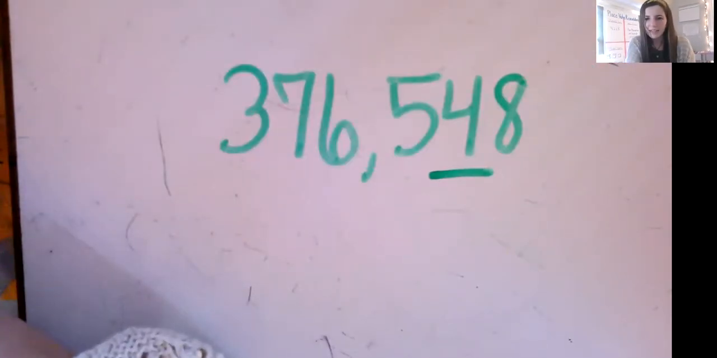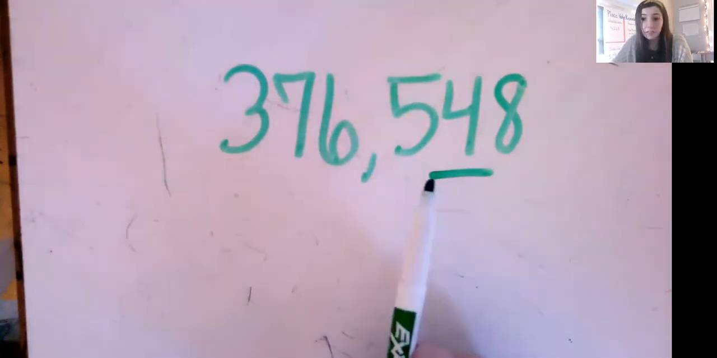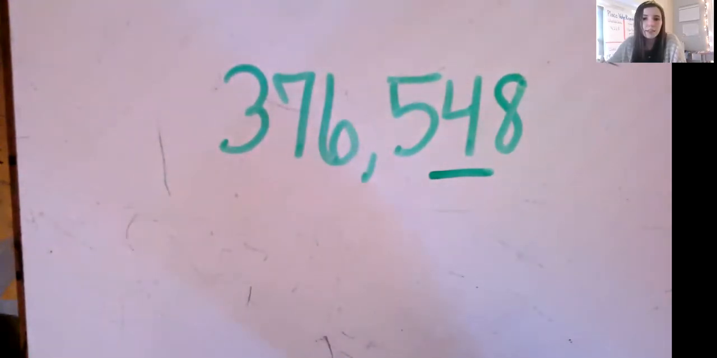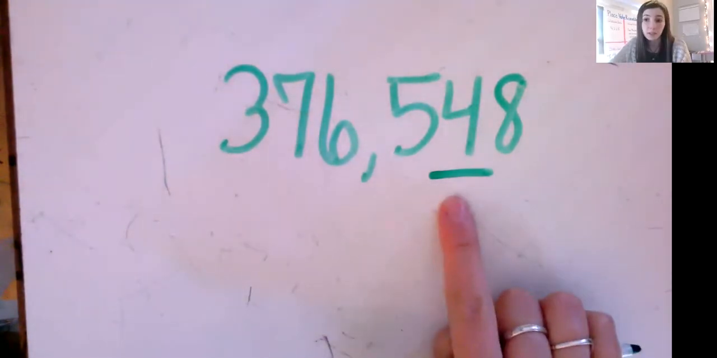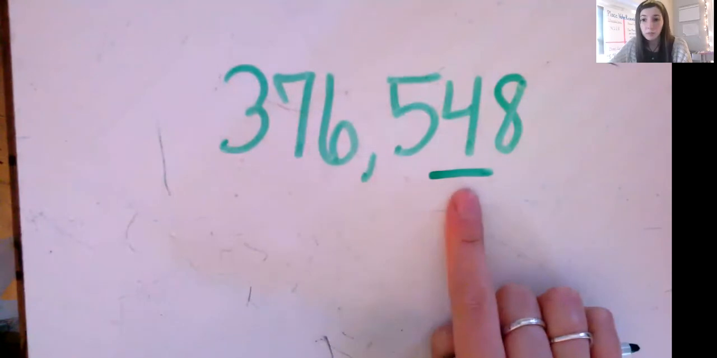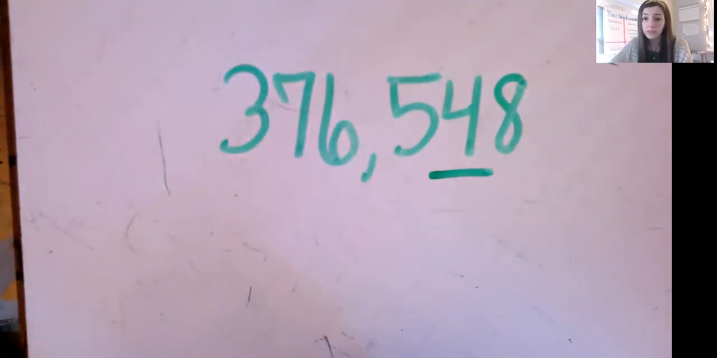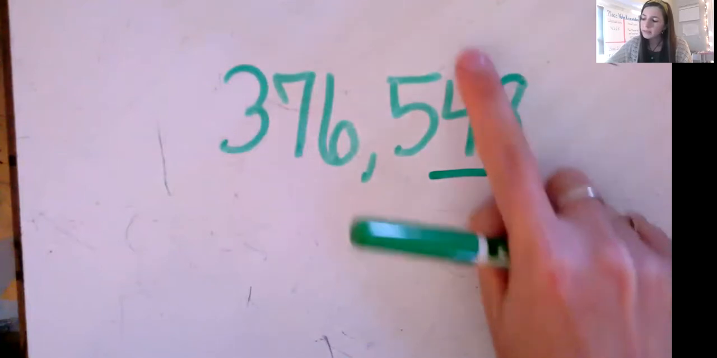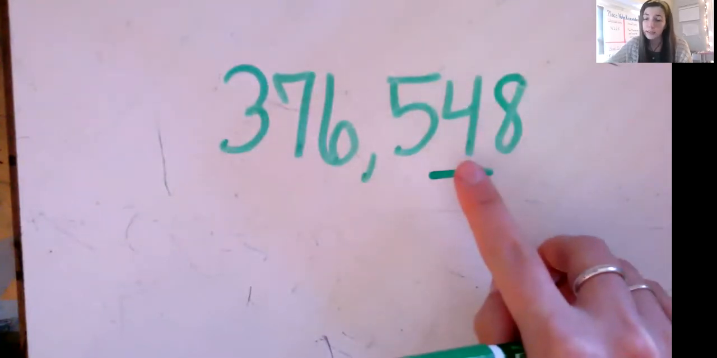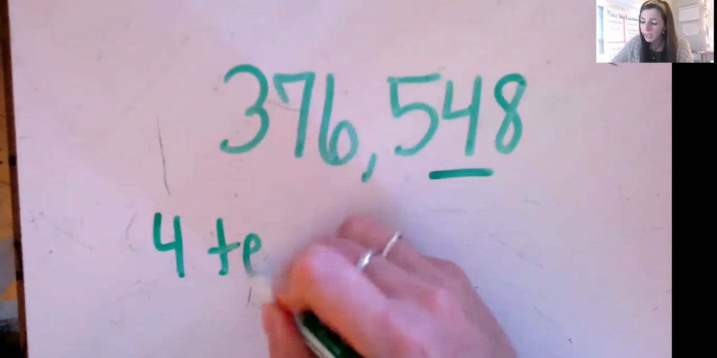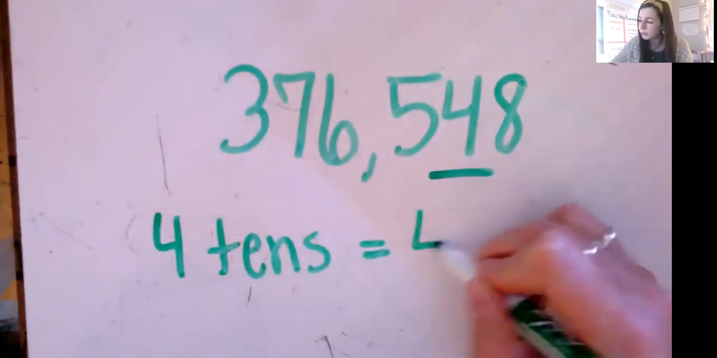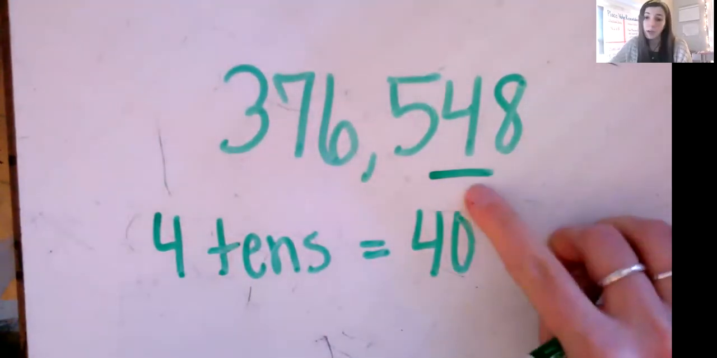All right, let's practice. I've written a new 6-digit number, 376,548. And you can see here I underlined our digit 4. So I'm wondering what the value of this 4 in this larger number is. Okay, well, let's think back to our place value positions. Ones, tens. Okay, so this 4 is in the tens place. 4 tens is equal to 40. This 4 has a value of 40.